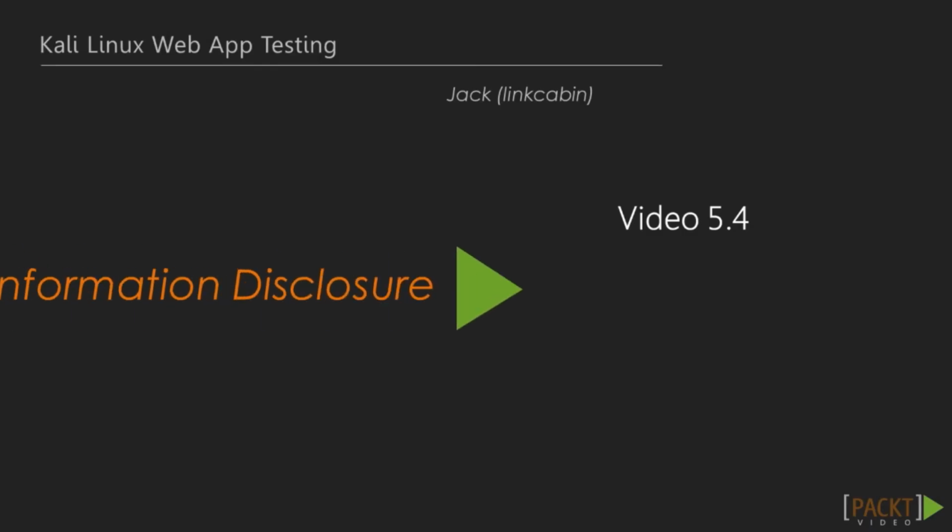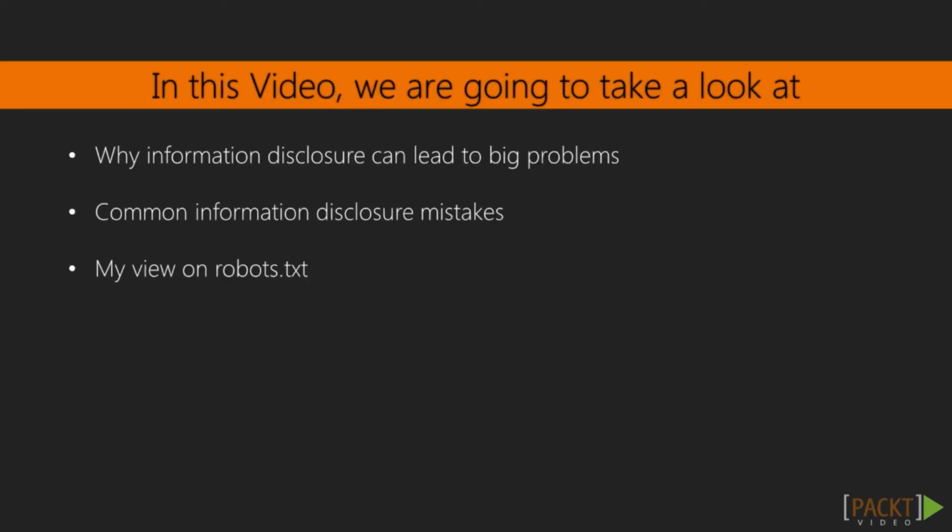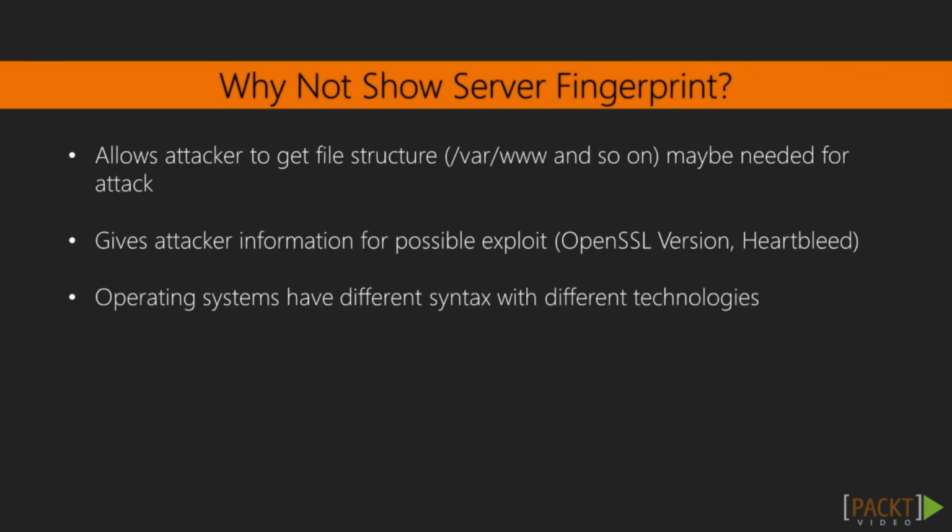Hi guys, in the previous video we looked at remote command execution and how you should always validate user input even if it's in the administrative area. So in this video we're going to be looking at information disclosure. We're going to be seeing why information disclosure can lead to big problems. We're also going to see common information disclosure mistakes, and we're also going to be talking about my view on robots.txt.